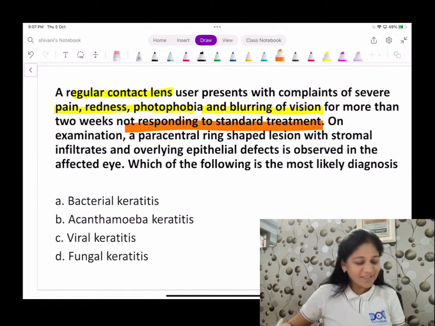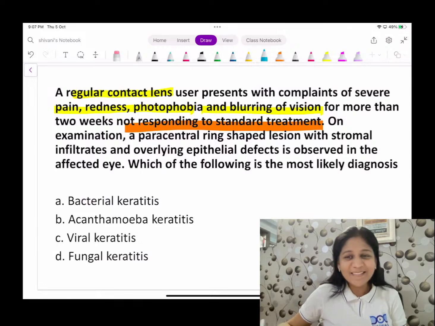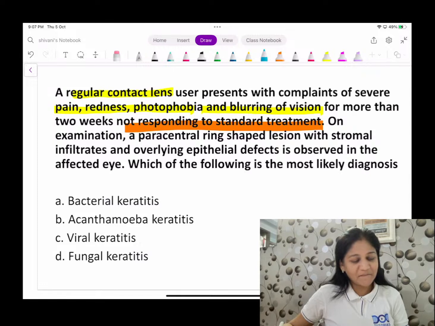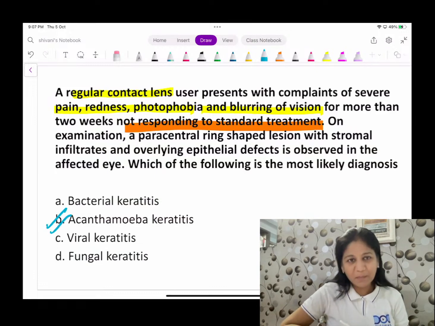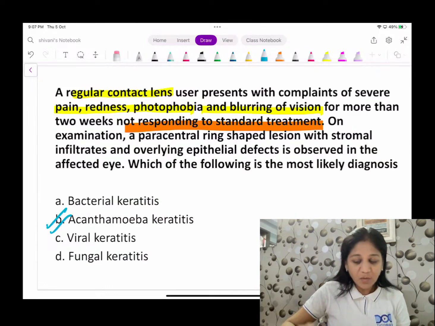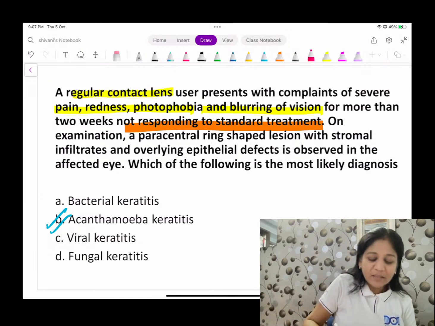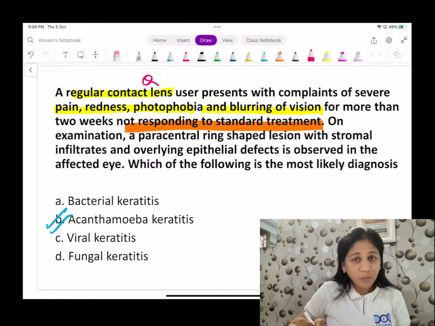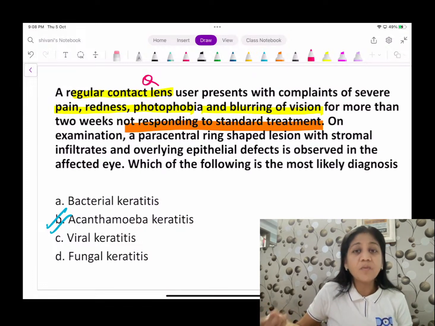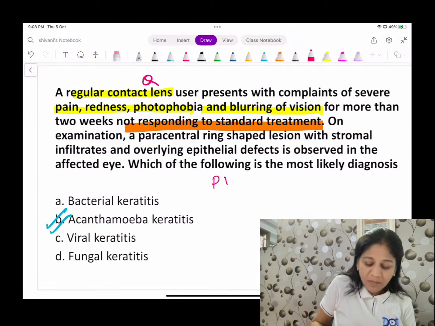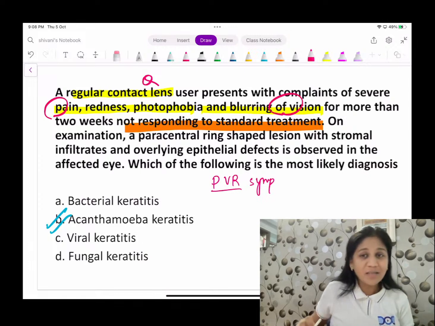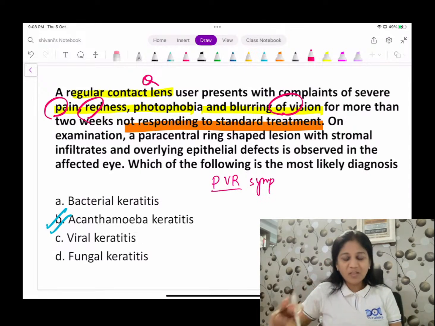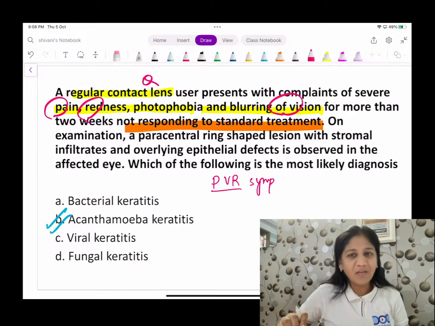So guys, any answers here? So the answer to this question is Acanthamoeba ulcer or Acanthamoeba keratitis. Now guys, we have various clues. First and the most important clue is that there is a contact lens user. Now what do we have to suggest that this is a case of ulcer? We have PVR symptoms. What are PVR symptoms? Pain, decrease in vision and redness in the eye. So we have all the three things which suggest that our patient is having an ulcer.